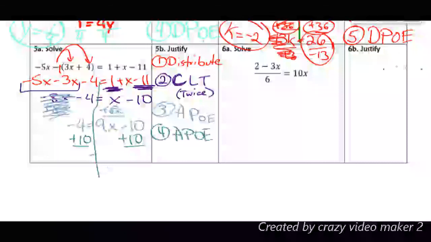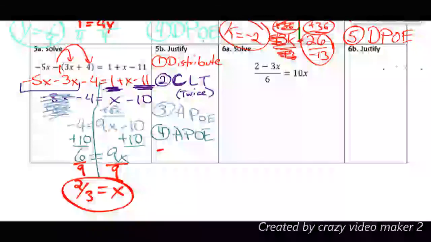That gives me positive 6 equals 9x. And one last step, I'm going to divide by 9 on both sides. It gives me that x is either the decimal points repeating, or as a fraction, it's 2/3. Please notice that the division is almost always going to be your last step. You never really do it in the middle.